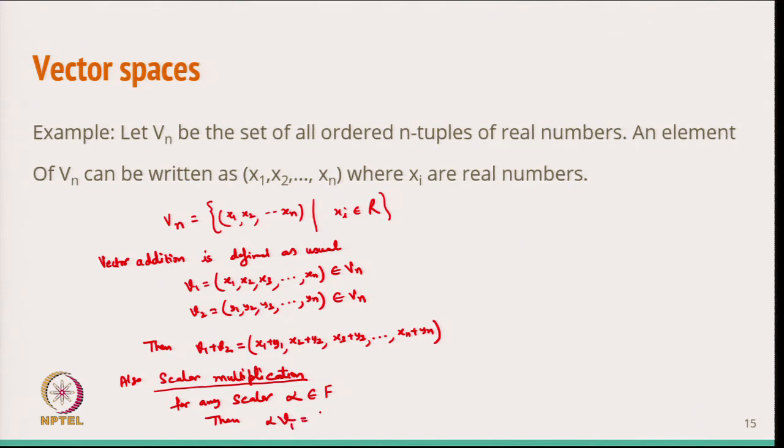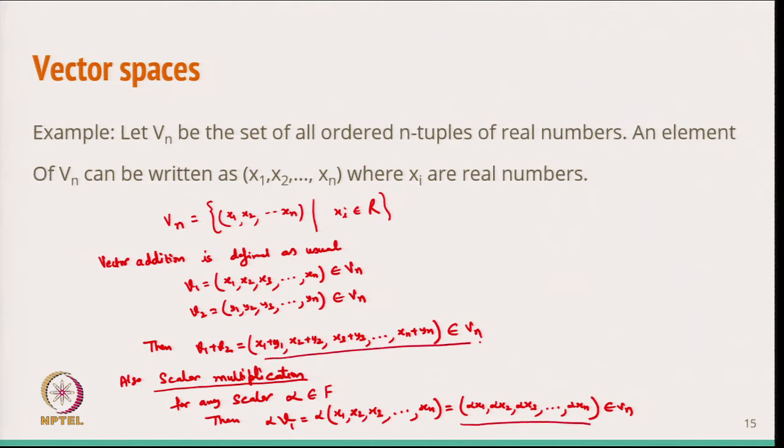In this case I am taking alpha and then V1, which I have taken as x1, x2, x3, xn, and we know that for a given vector if we multiply by the scalar, we can take the scalar inside, and that becomes alpha x1, alpha x2, alpha x3, alpha xn, and this also belongs to Vn. So, this is the way we are taking the scalar multiplication, and this is the way I am taking the vector addition.